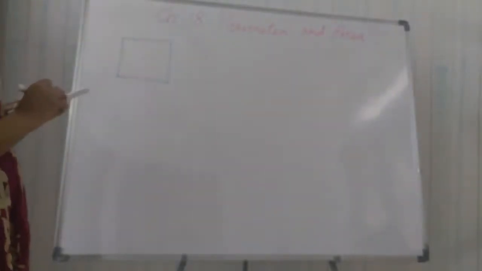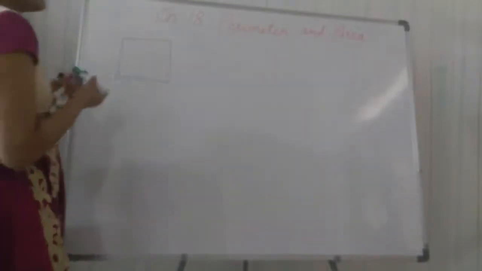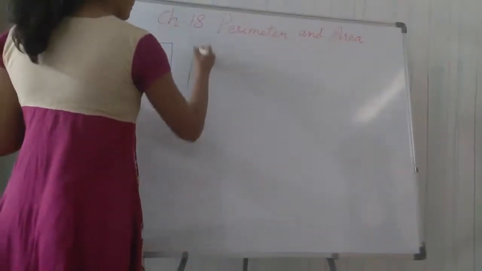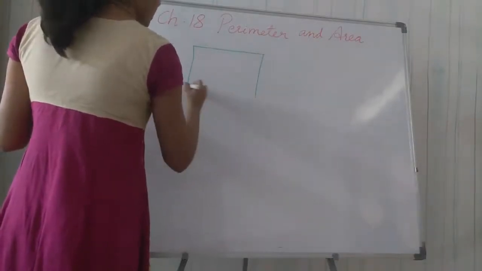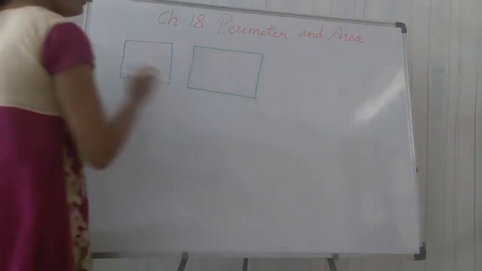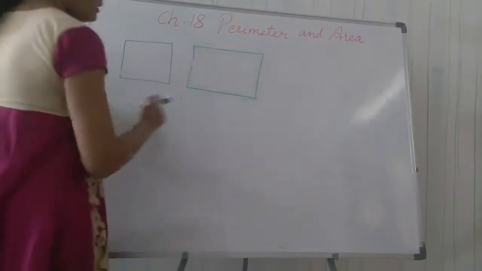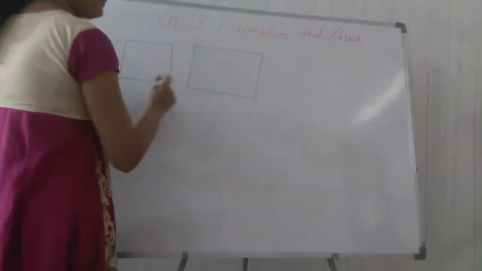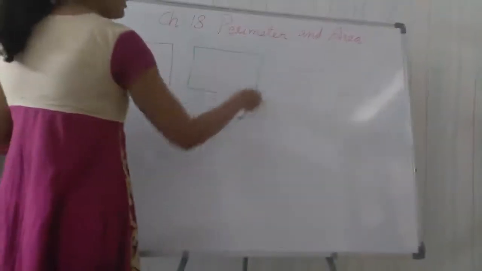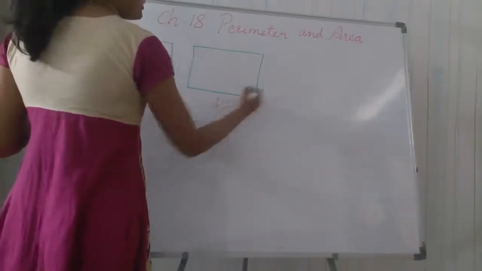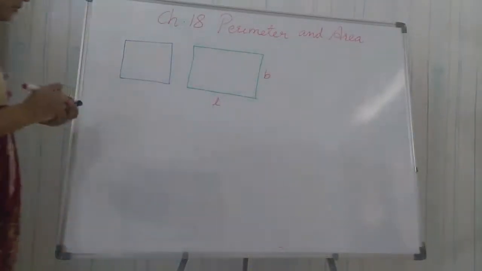Here you see, suppose a square is drawn like this. We all know the square shape, and in a square all four sides are equal. Then let us take the rectangle shape, in which there are four sides and the opposite sides are equal. This side is known as length and this side is known as breadth. We know this is L and this is B.